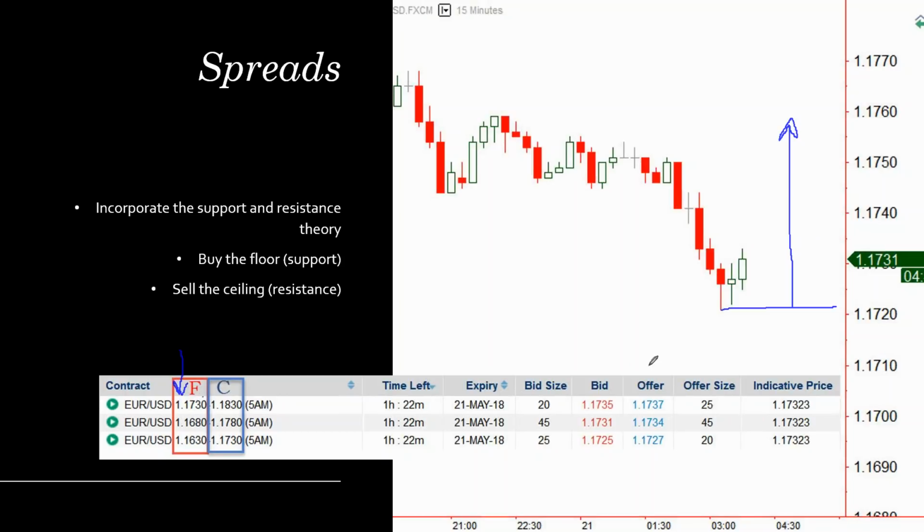So in this case, price is trading at 1731, so you would buy the offer, okay? In this case, that offer is at 1.1737, okay? So if you buy this at 1.1737, where is the floor price? The floor price is 1730. So what is your risk? Would be $7. Does everybody understand how I did that?